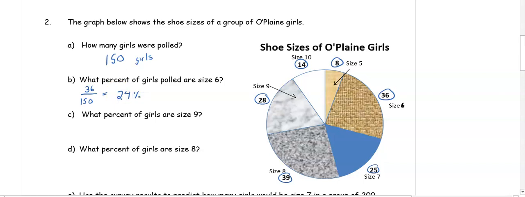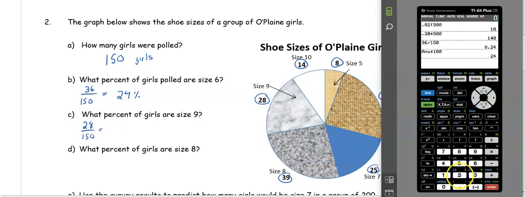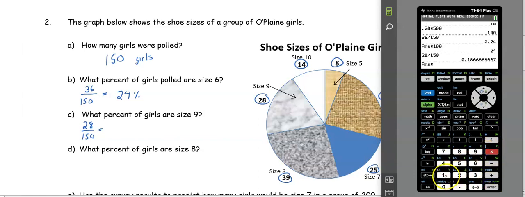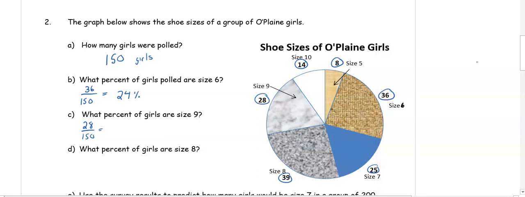The percent of girls with a shoe size of 9, there are 28 out of 150. So in our calculator, 28 divided by 150 times 100. Now this one has a decimal, so we'll just round to the nearest tenth. So that 6 is telling us to round up to 18.7%.